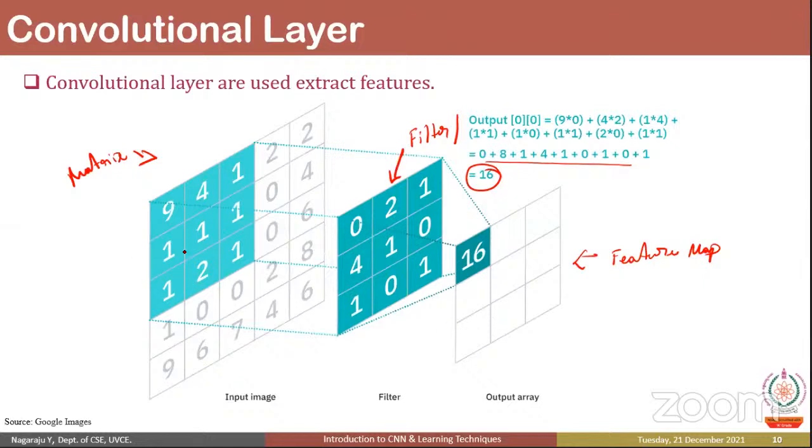Here the input is a matrix, and the output is also a matrix, but it is called a feature map. Here we are doing 2D convolution. That means we have only width and height, so we are applying the filter on one particular channel. What if the input is a color image?